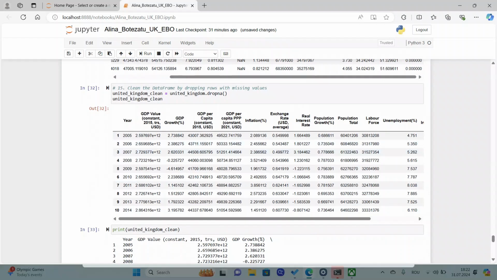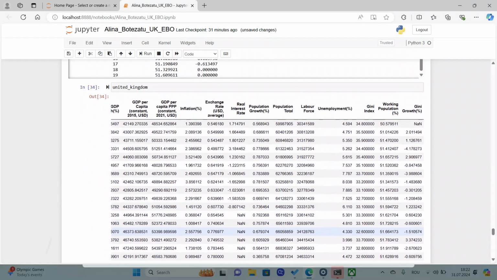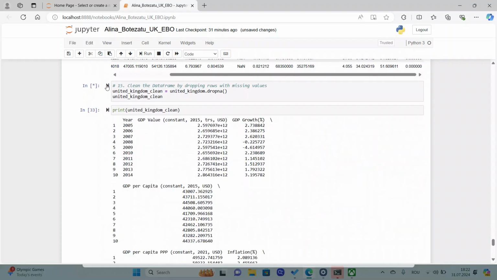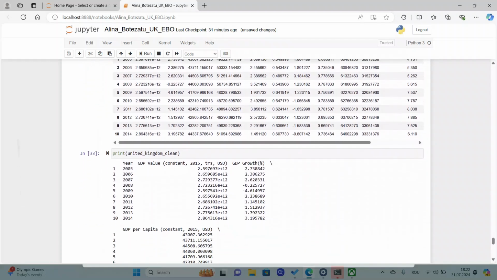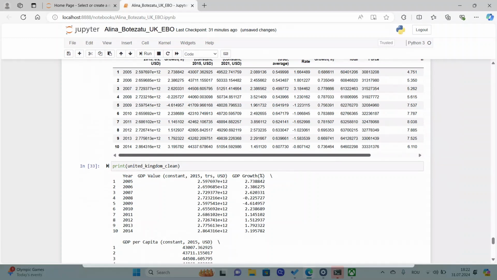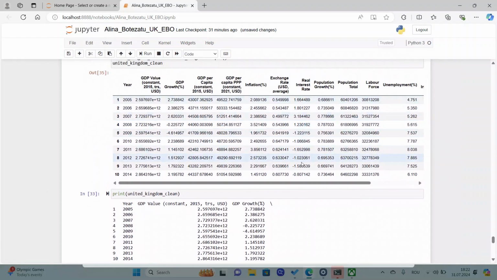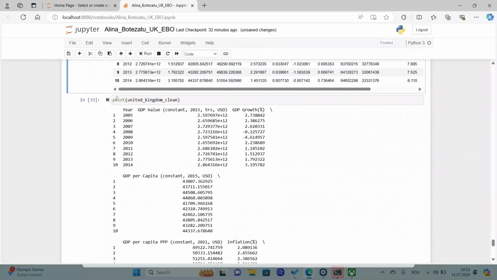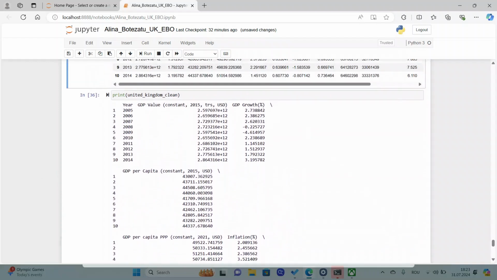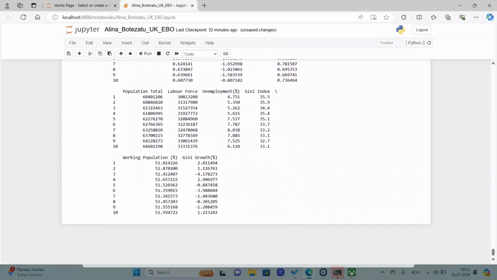And then I cleaned, because there were still missing values, as you can see here for real interest rate. I cleaned the data frame by dropping the rows with the missing values, and actually I had only 10 years left. Because so many years were missing, I couldn't use the real interest rate, and I couldn't do the Fisher theory. And then I printed again with only these 10 years. Thank you.